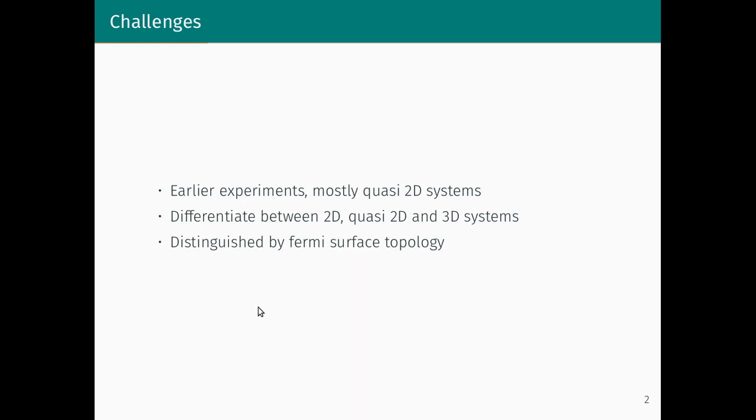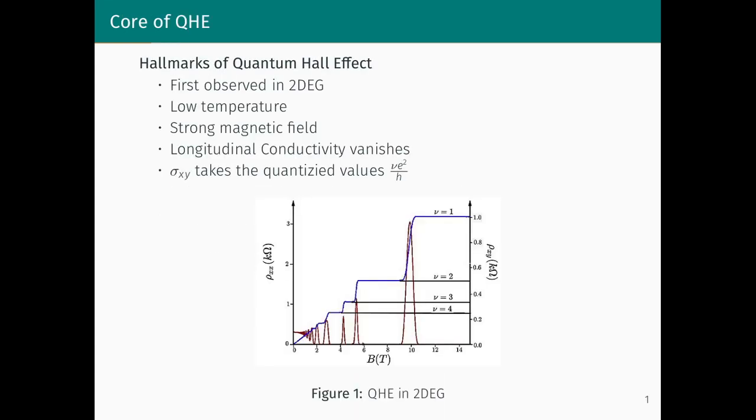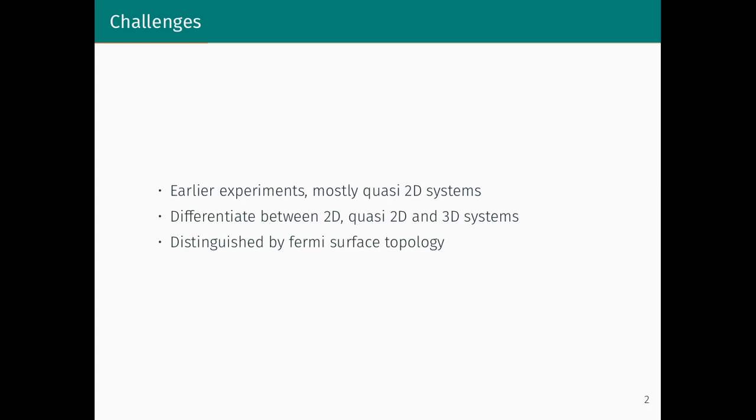So let's discuss the challenges: up till 2019 we were not able to experimentally demonstrate the quantum Hall effect in 3 dimensions. It was because mostly the systems which were earlier tried upon, which also provided similar results, were quasi 2D systems. The quasi 2D systems are just 2D layers which are stacked one over each other to give the impression of 3D, but in reality they are actually still a 2D system.